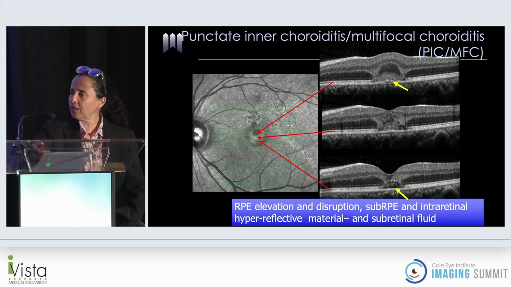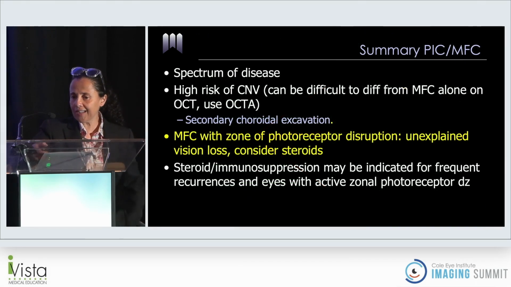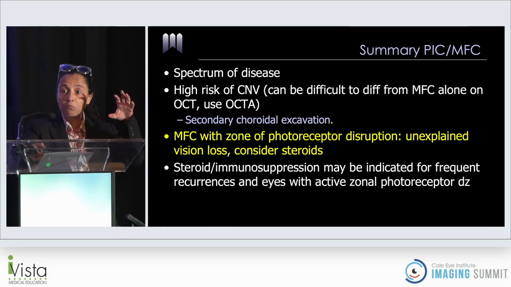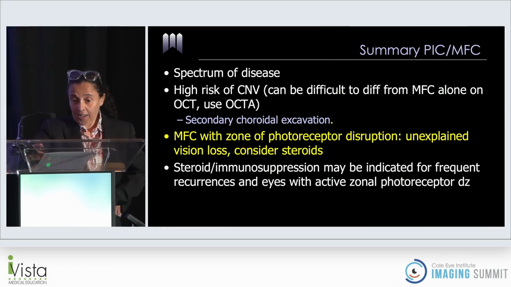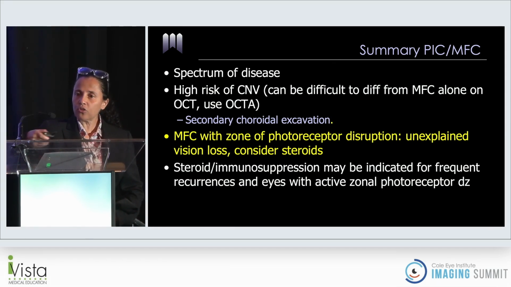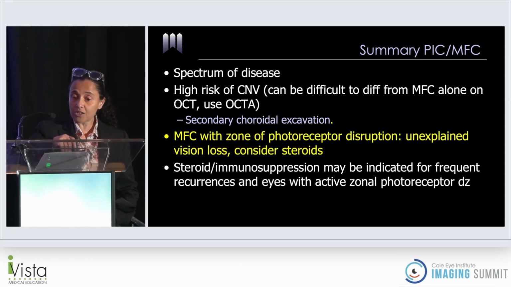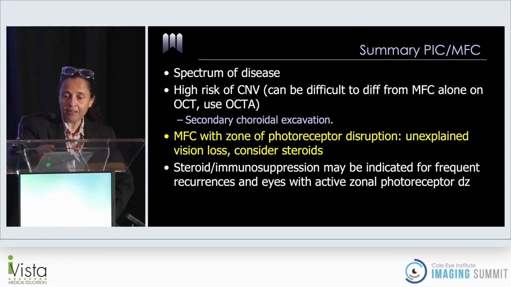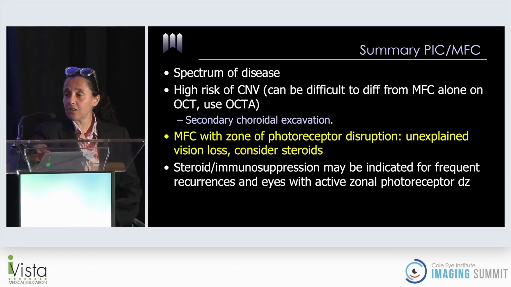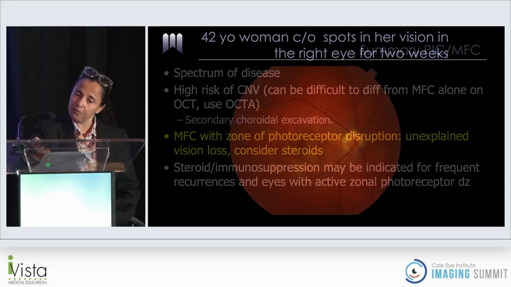And depending on where the lesions are and how many they are, you either call them PIC or multifocal, but this is sort of the sine qua non, and then you can have around it some involvement of the outer retina, maybe a little bit of fluid, but if you scan through the original lesion, what you see is that hyperreflectivity between Bruch's and the RPE. And so the risk of CNV is high in these eyes, and that's why we talked about OCT angiography. Sometimes they get zones of photoreceptor loss around the central lesion, sort of an autoimmune reaction. And in those patients, we find that steroids or immunosuppression may be helpful.